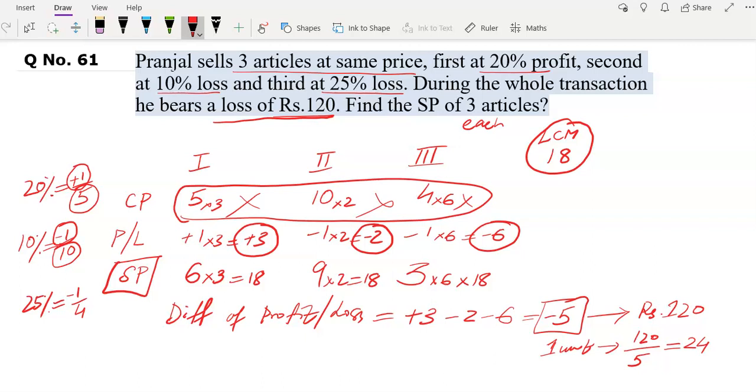Now find the SP of each article. So each article is 18 units. So SP will be 18 into 24. If we multiply 18 into 24, we will get rupees 432 as our answer.